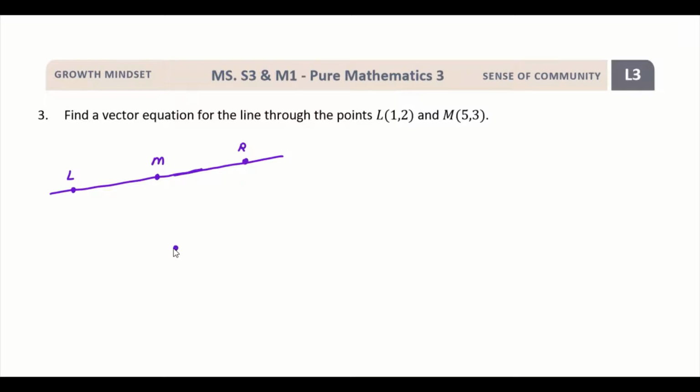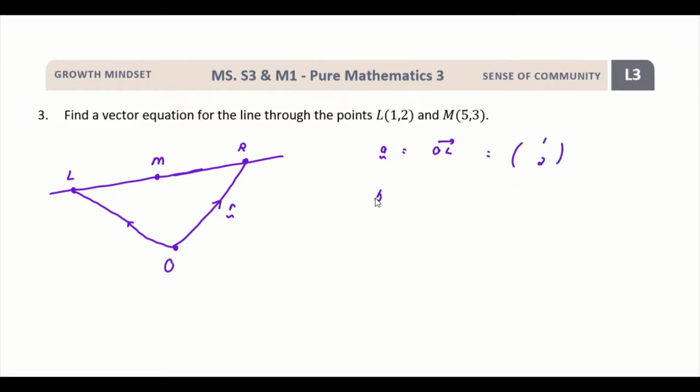Same thing, I have my O here. This is the OR that I want to find. If in this case I wish to use L as my known point, I'll connect these two together. Since I use L as the known point, my a is going to be the vector OL, because this is the position vector of the one point that I know. So I'll be able to get my first vector, which is (1, 2).